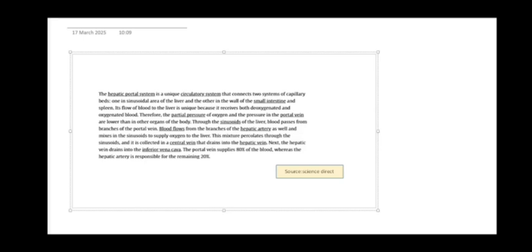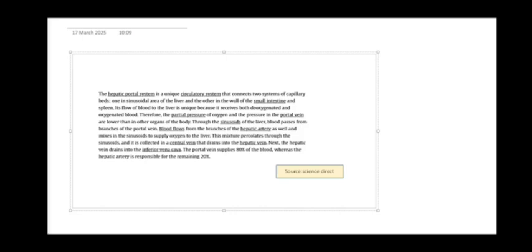Then they have said that its flow of blood to the liver is unique because it receives both deoxygenated and oxygenated blood. So they are trying to say that the flow of blood from the intestine to the liver contains both the deoxygenated and the oxygenated blood. Therefore, the partial pressure of oxygen and pressure in the portal vein are lower than in the other organs of the body.